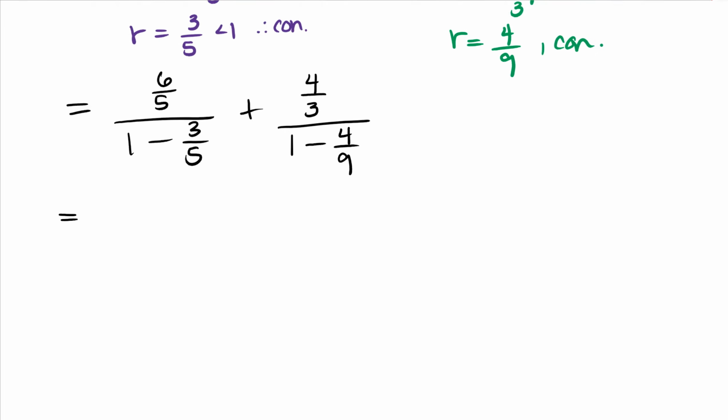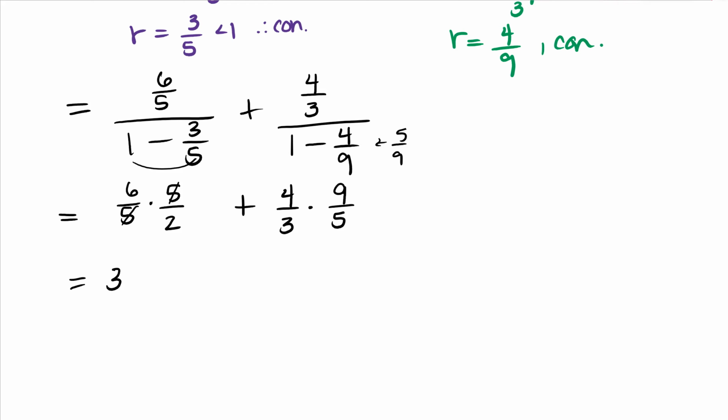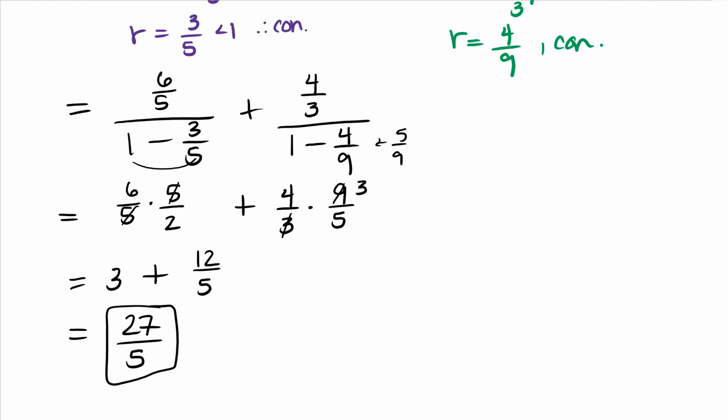So let's simplify a little bit. I'm going to have 6/5. This right here is 2/5, but flipped is 5/2. Oh, that's lovely. Isn't that great? It's like it was meant to be. Plus, this will be 4/3 times this guy here. 1 minus 4/9 is 5/9, but flip it, we get 9/5. Okay, so we get 3 plus, 3 goes into 9 3 times, 12/5, it looks like. So 3 times 5 is 15, 15 plus 12 is 27. So this guy converges to 27/5.